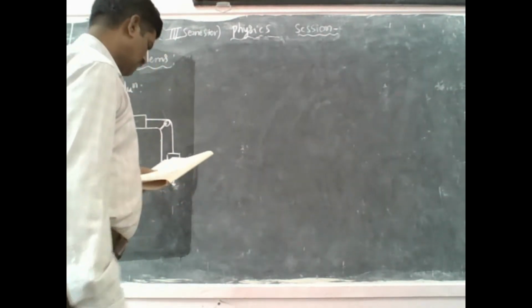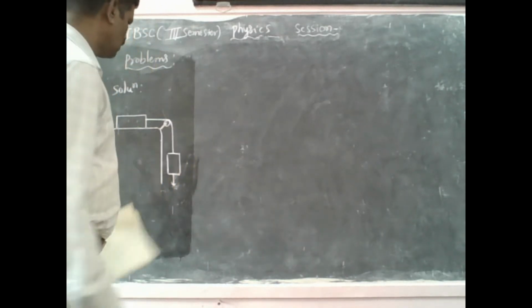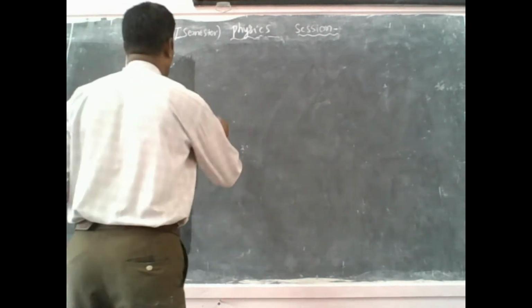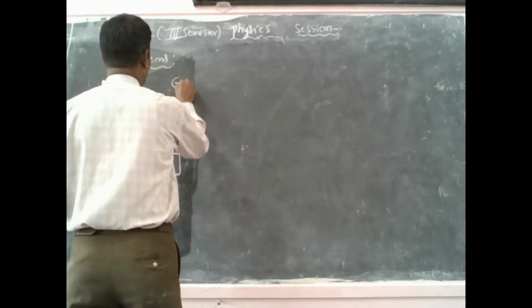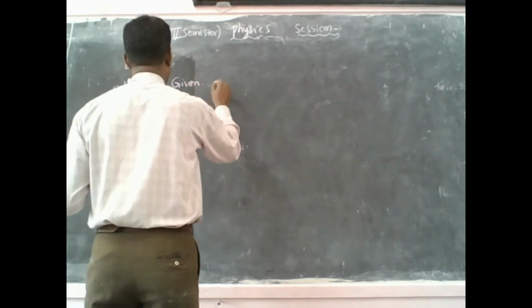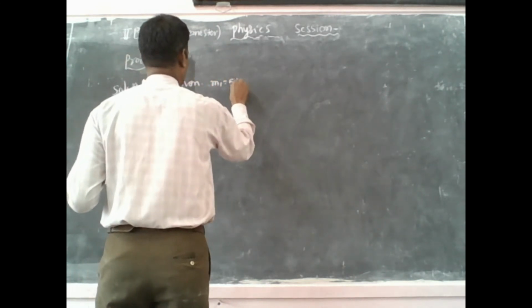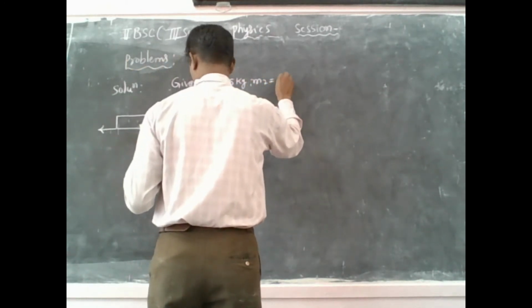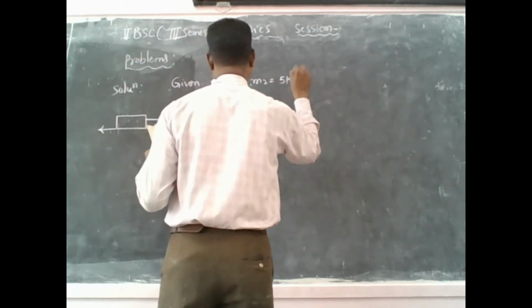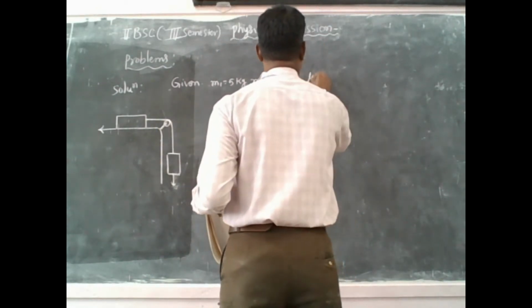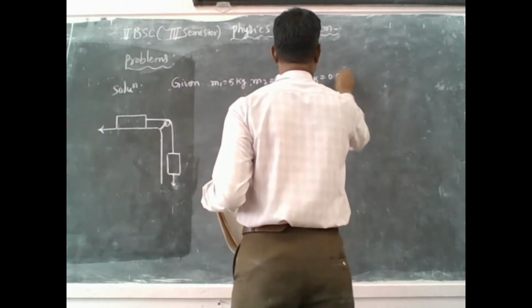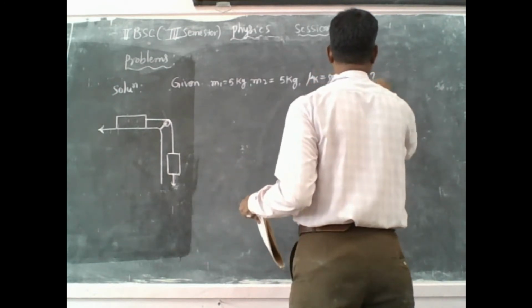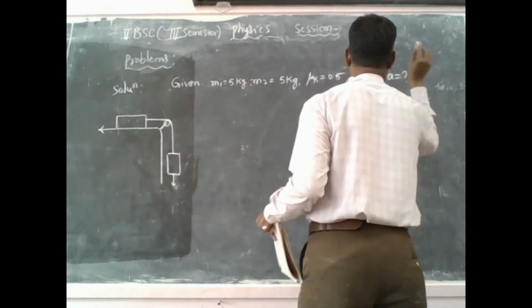The coefficient of kinetic friction between the block and the surface is 0.5. First you have to collect the data from the question, isn't it? So here the data is given: M1 equals 5 kg and M2 equals 5 kg, and kinetic friction mu k is equal to 0.5, and T equals how much? The tension is equal to how much, isn't it?